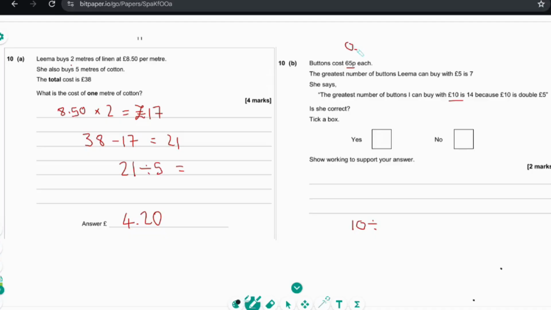65p divided by 100 is 0.65. 10 divided by 0.65 is a decimal, but it's 15 point something, so it would be 15, the greatest number of buttons she can buy. 15 is more than double 7, so is she correct? No. Here's my working out. She can buy 15 with £10.